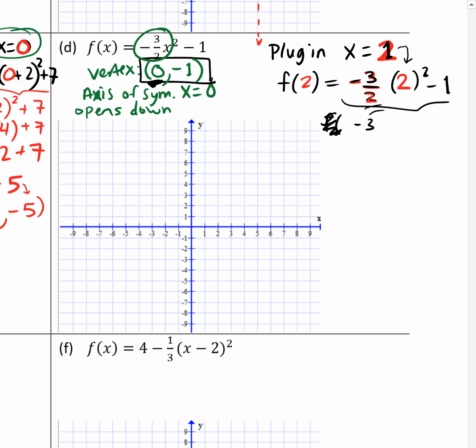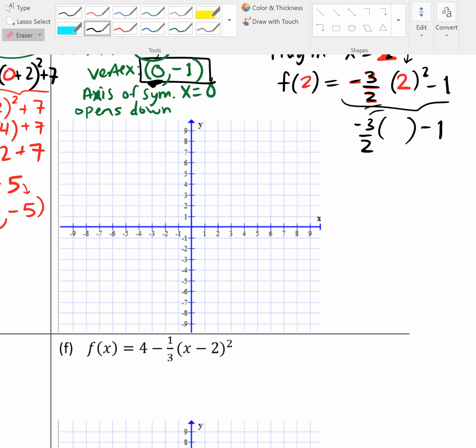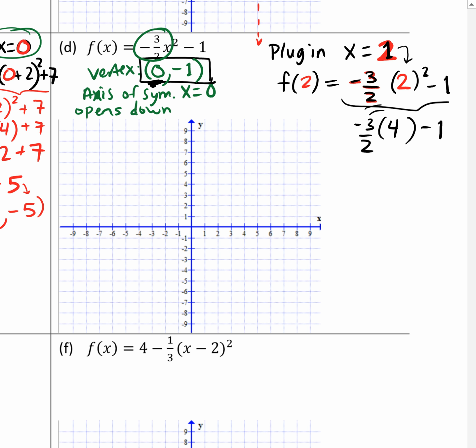So let me see. This is negative 3 halves times 2 squared is 4. Okay. And when I multiply 4 by 3 halves, I'm going to put the 4 over 1. And if at this stage you can see it's not reducing, then you might want to go back and change your value from whatever it was to something nice. So this will reduce to just negative 3 times 2, which is negative 6, and then minus 1 is negative 7. That's nice. The x value I plugged in was 2, and the y value is negative 7.